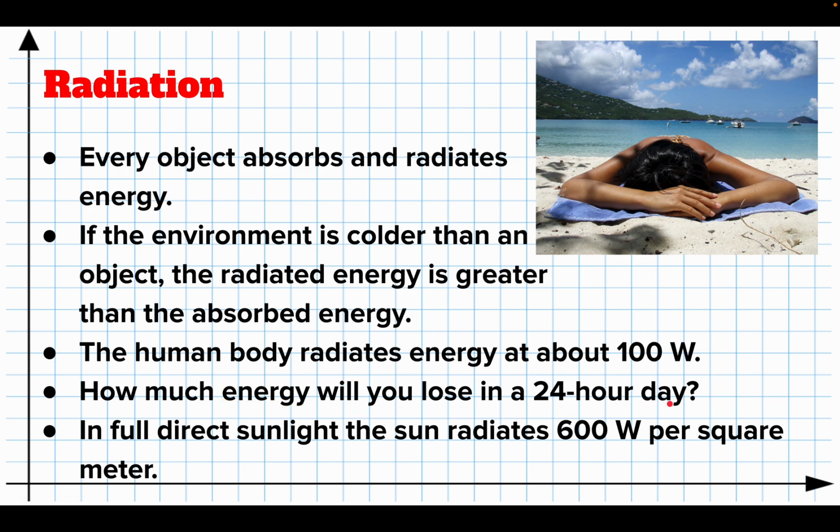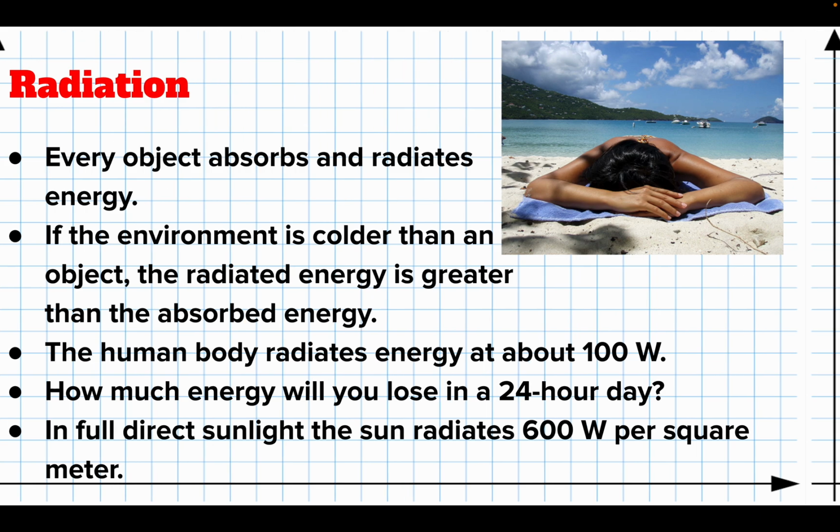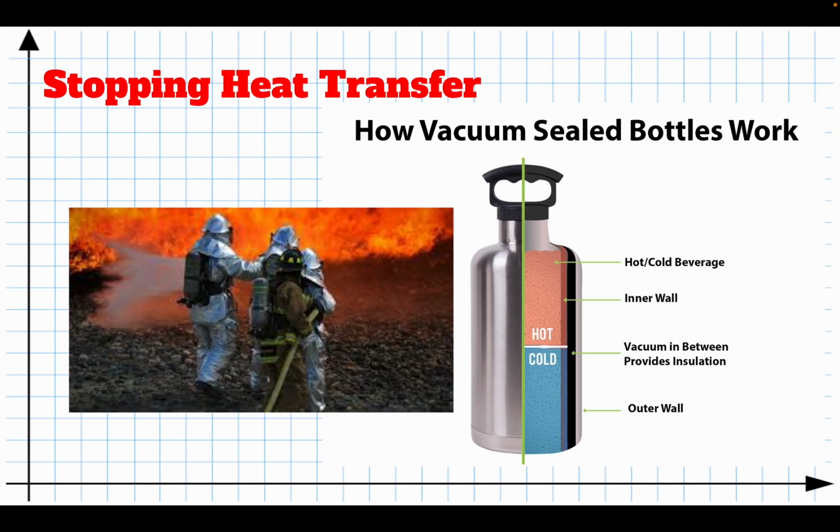And it turns out that in a 24-hour day, losing 100 joules every second, you will lose about 2,000 calories worth of energy, which is why, even if you don't do anything but sit on the couch, we need about 2,000 calories of energy every day just to keep our bodies functioning, because that's how much energy we need to support our mammalian temperature of 98.6 degrees Celsius. Okay? All right. So, if you want to stop heat transfer, then you need to stop convection, conduction, and radiation.